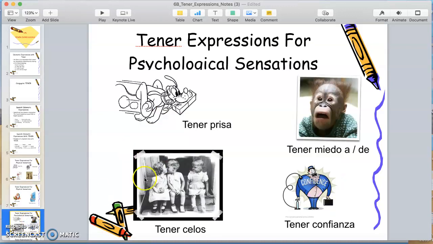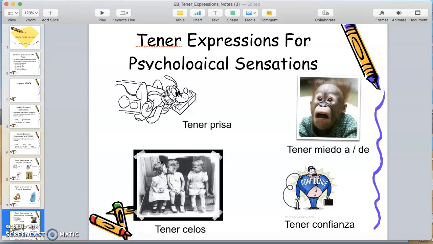Okay, so let's continue. Tener expressions, more. Tener prisa. Well, what does it look like? He is in a rush. So tener prisa means to be in a rush.